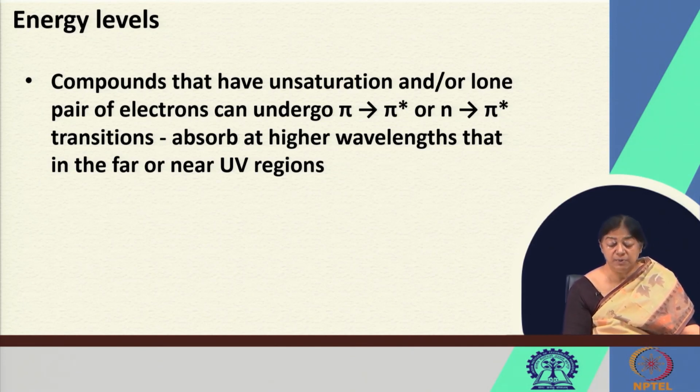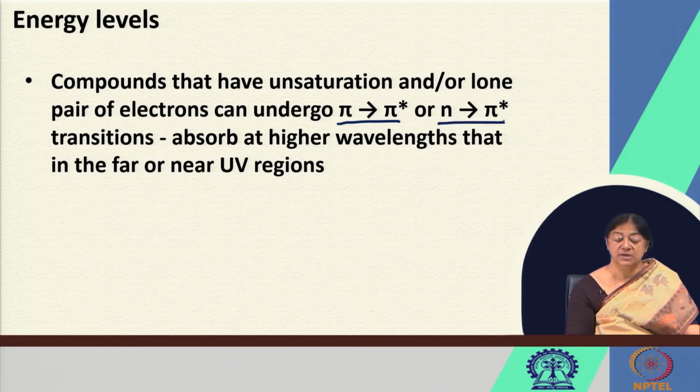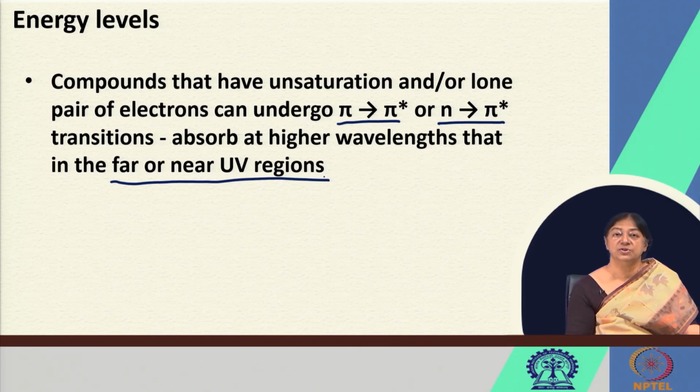Similarly, when we look at compounds that have an unsaturation, what do we mean? They have double bonds in them or even a lone pair of electrons. They undergo pi to pi star or n to pi star transitions. They absorb at higher wavelengths, in the far or near UV regions.